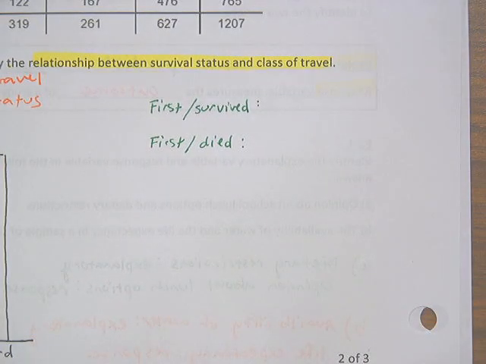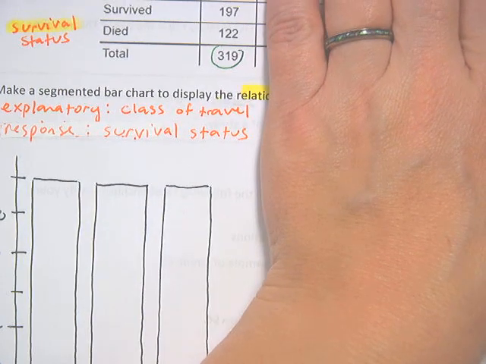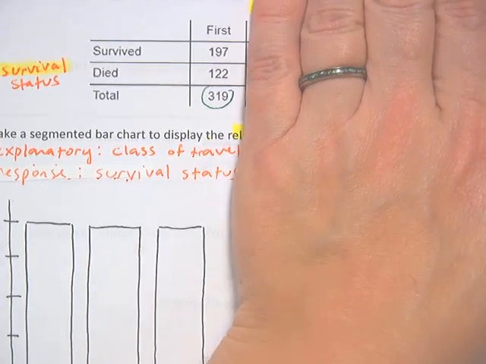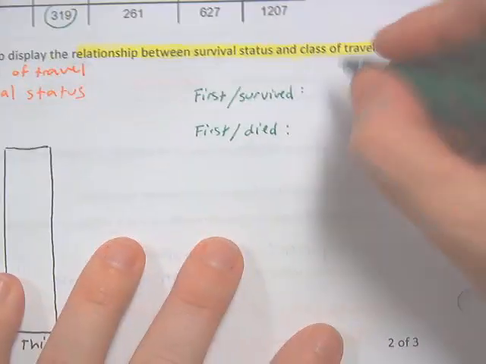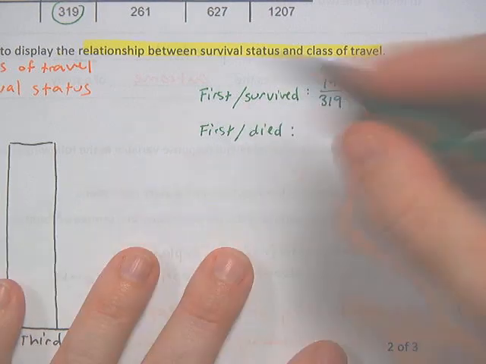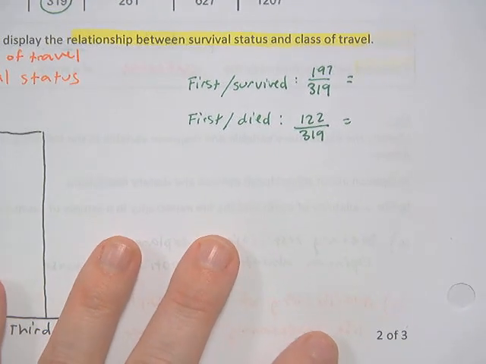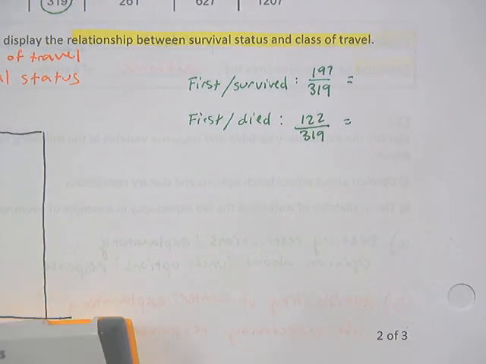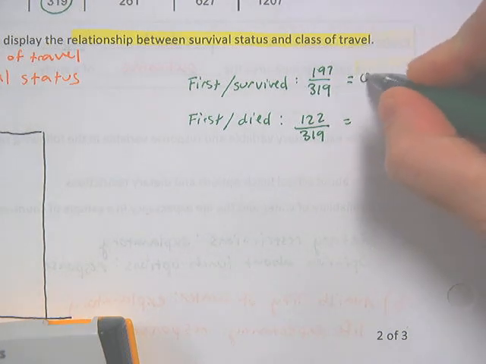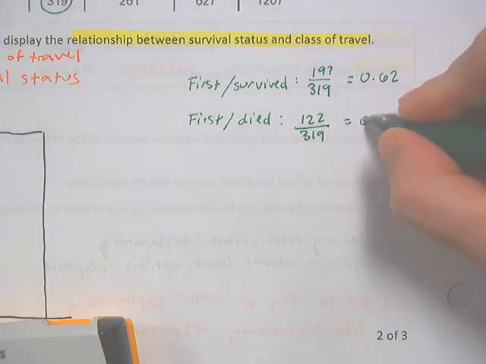Okay. Just look at the first class people. So 319 of those. How many of those people survived? 197 out of 319. And as far as those who died in first class, that's 122 out of 319. Let's change those into decimals. 197 out of 319 is 0.62, and 122 out of 319 is 0.38.